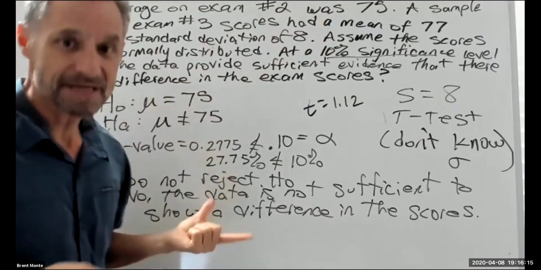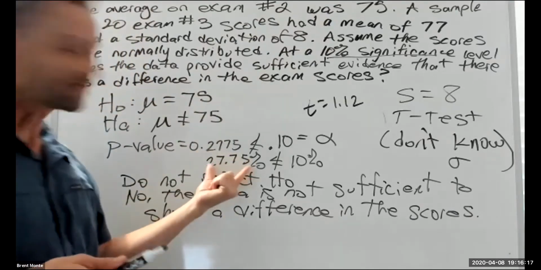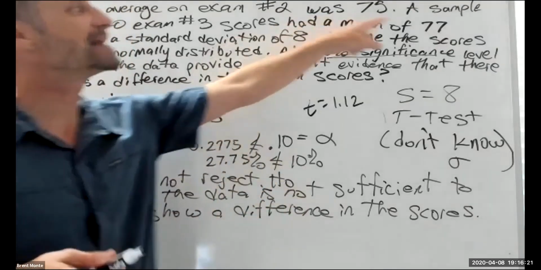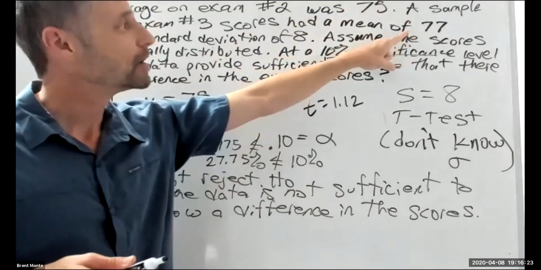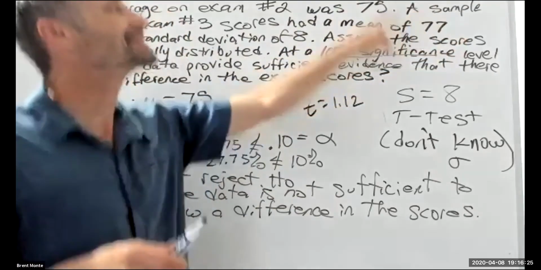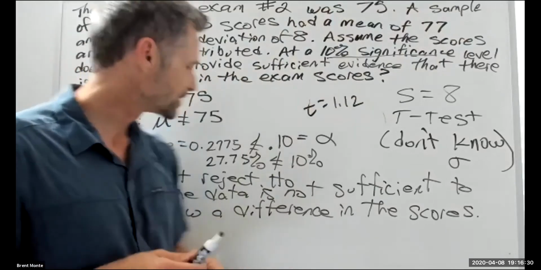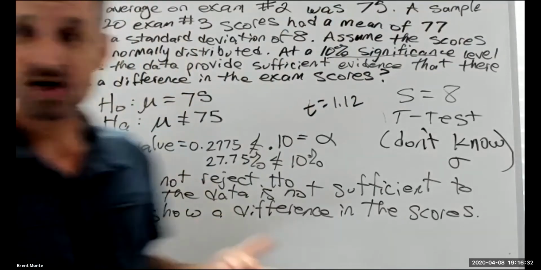It still might be. In fact, there's a 27.75% chance it could be that far away from 75, or further, for the sample mean, and still have a population mean of 75. So that's why we didn't reject it. So anyway, that's how we come to our conclusion.